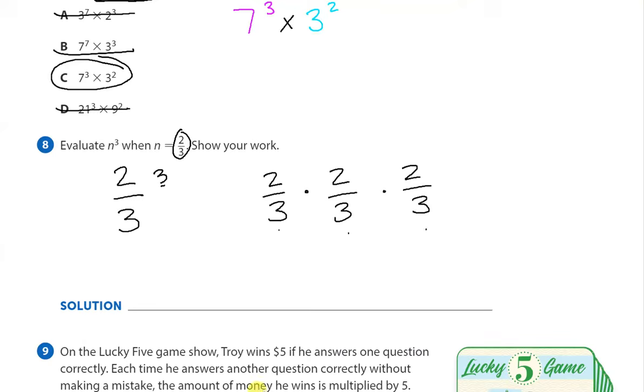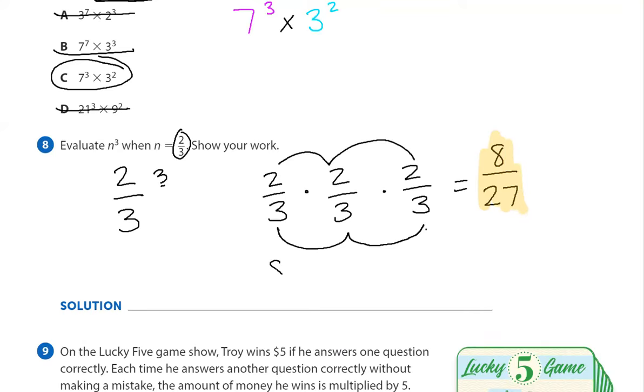And you already know how to multiply fractions. You just multiply the numerators. So 2 times 2 is 4, 4 times 2 is... nope, it's not 6. Don't put 6. It's 8. 2 times 2 is 4, 4 times 2 is 8. Then on the bottom, 3 times 3 is 9, 9 times 3 is 27. And you are lucky duckies because that number cannot be reduced. So that is your final answer, 8/27.